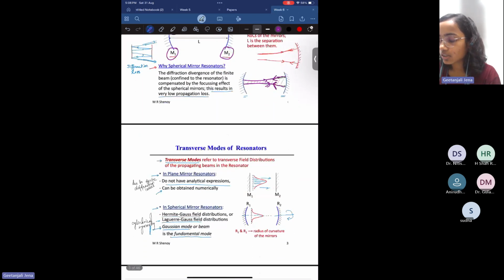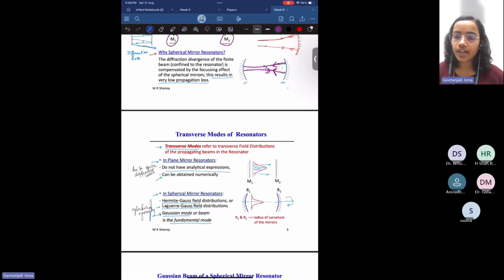Similar to the longitudinal mode, we can also define the modes of the resonator as a transverse mode by looking at the electric field profile, that is, how the electric field is varying along the transverse direction. Longitudinal means along the length of the resonator, transverse means perpendicular to the length of the resonator. So transverse mode refers to the transverse field distribution of the propagating beam in the resonator.